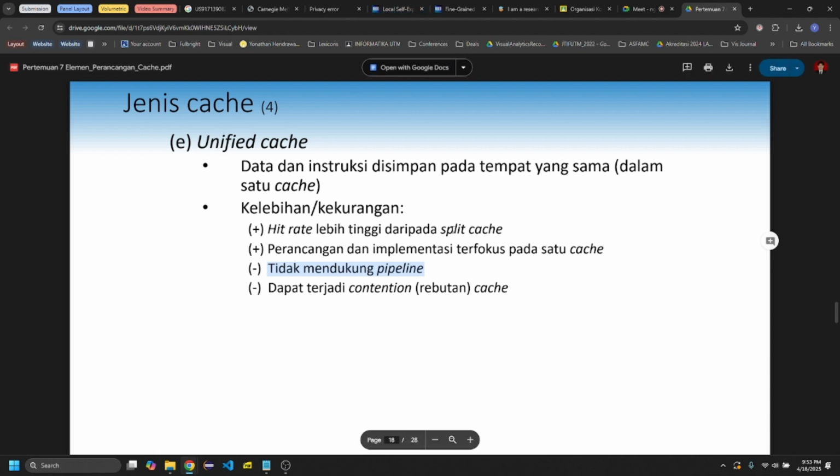Tapi kalau modelnya case-nya jadi satu begini, nggak bisa dipisah datanya, karena data dan instruksi adalah satu case yang sama.